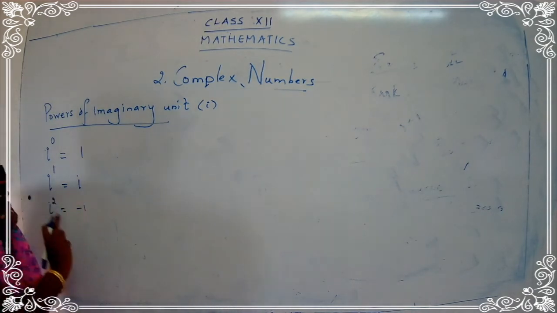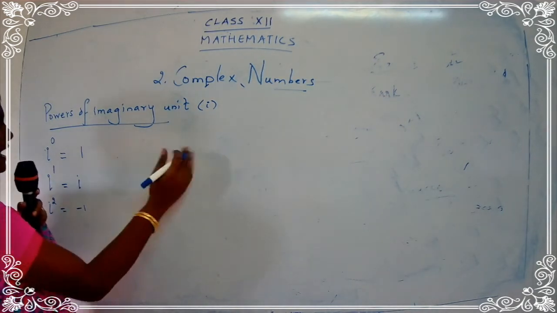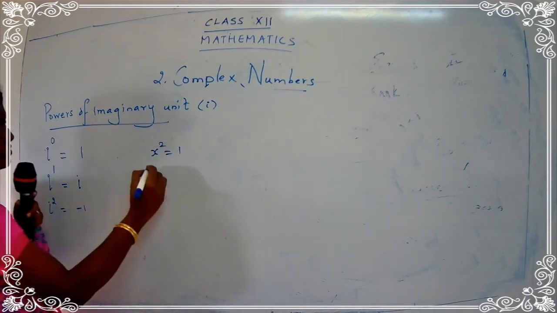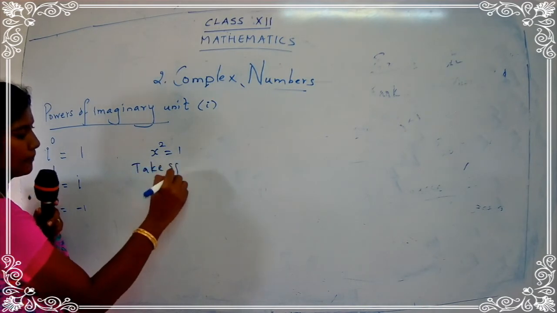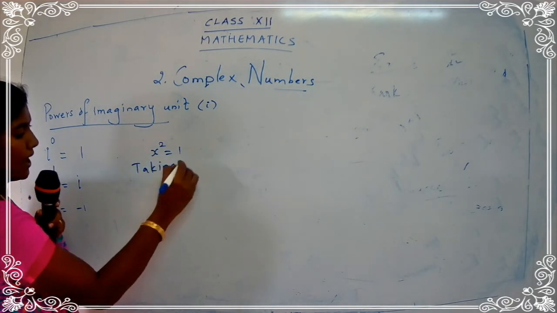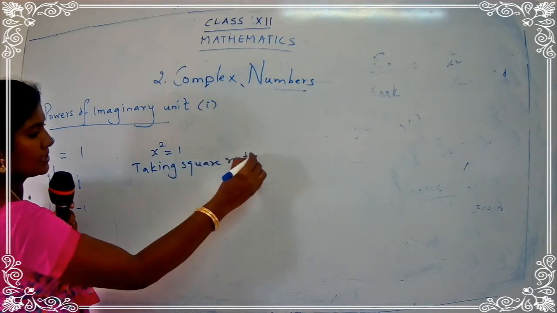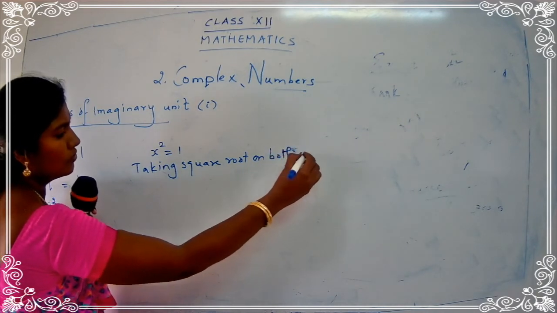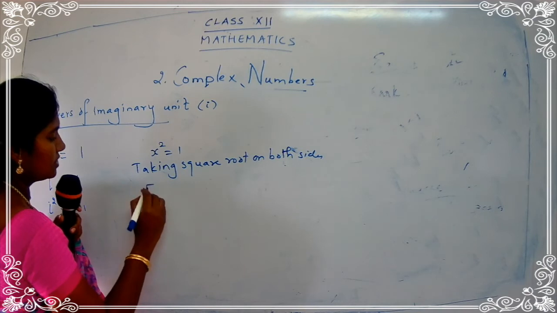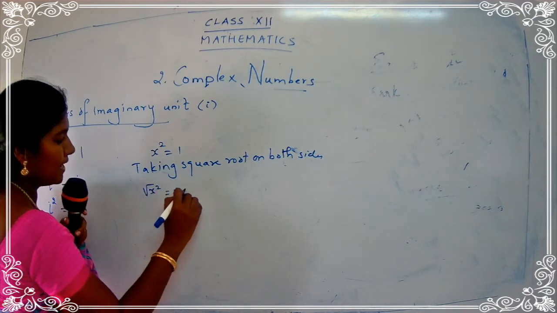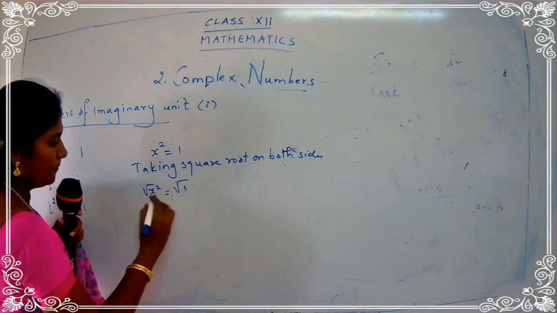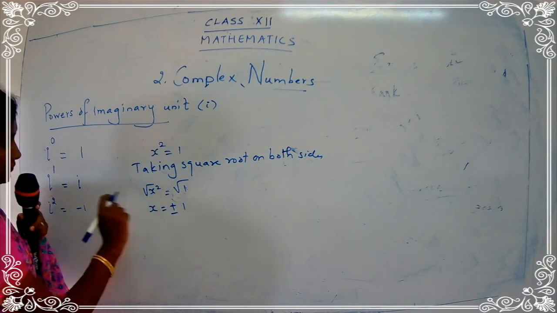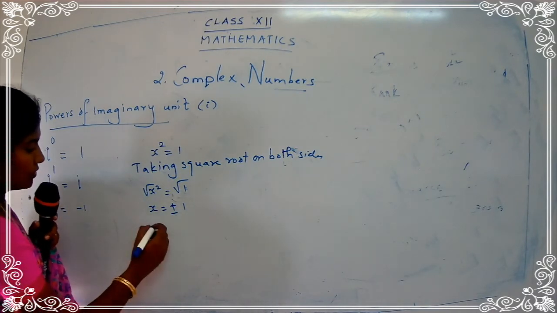I'll tell you where to apply this i square. Suppose we have an equation x square is equal to 1. If I take square root on both sides, what do I get? The square root of x square is equal to plus minus root of 1. So x is equal to plus minus 1. So no problem here.